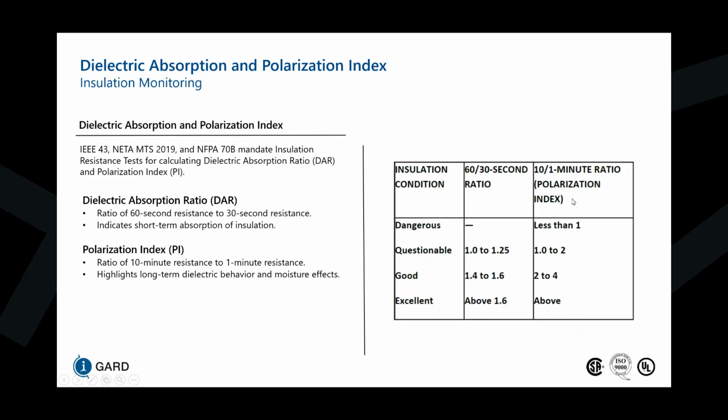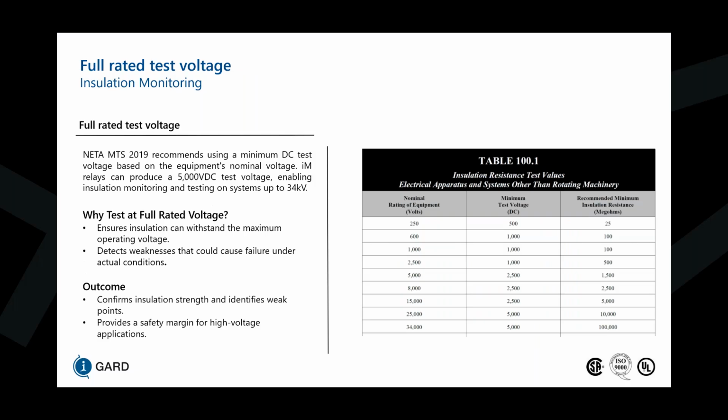For the polarization index, anything less than 1 is considered dangerous. 1 to 2 is questionable. 2 to 4 is good, and anything above 4 is considered excellent.